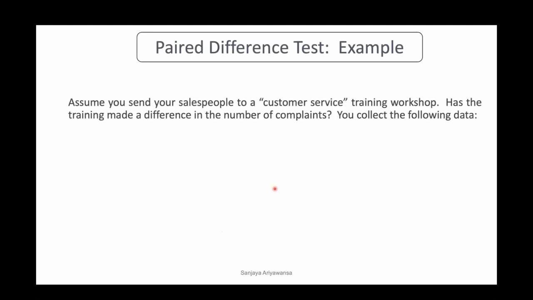All right, let's look at an example now. So you're told, assume you send your salespeople to a customer service training workshop.